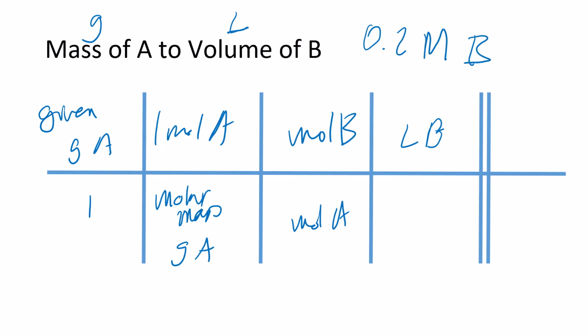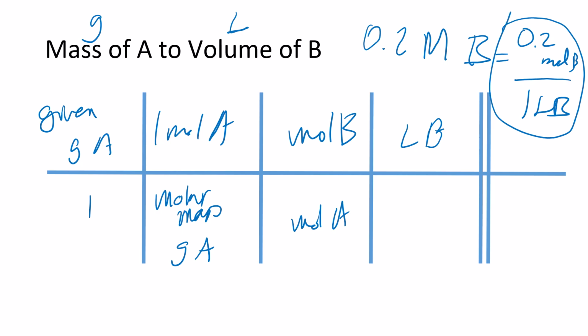So that means that if molarity is moles per liter, you have to remember that if I were to rewrite this example, it would be 0.2 moles of B over 1 liter of B. So then I'm going to incorporate this fraction into here. So then it will be moles of B on the bottom, and whatever my molarity is, that number, hypothetically, say 0.2, will go there on the bottom.